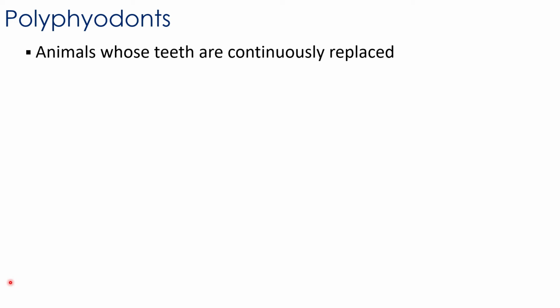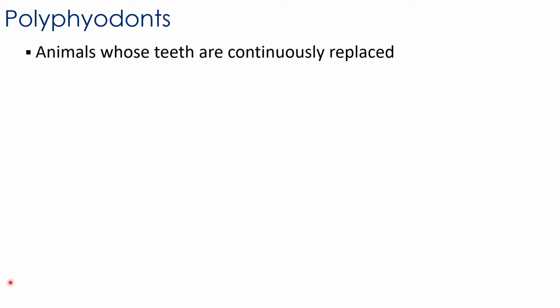Most vertebrates, including toothed fishes and reptiles, are referred to as polyphyodonts, which are animals whose teeth are continuously replaced throughout their lifetime. So for example, alligators are born with a full set of teeth, and each tooth is replaced approximately once a year. So any single tooth is replaced approximately 50 times over the course of the animal's life.